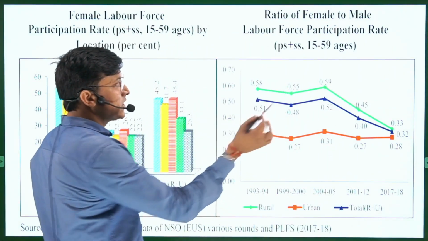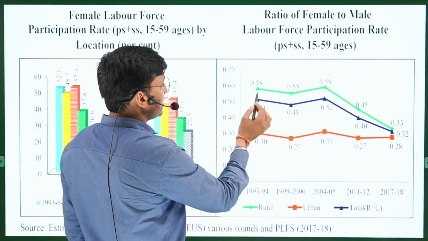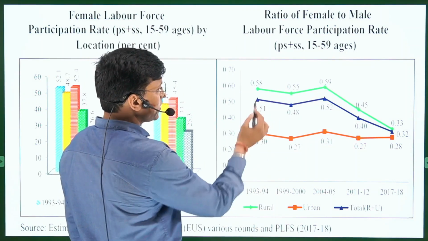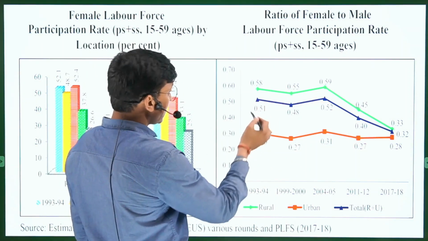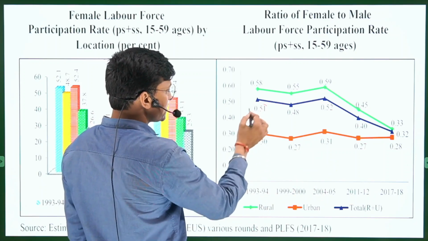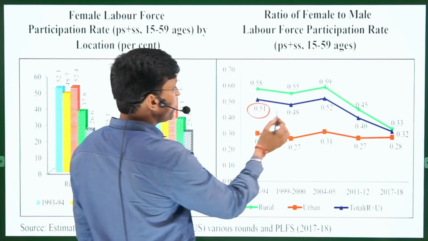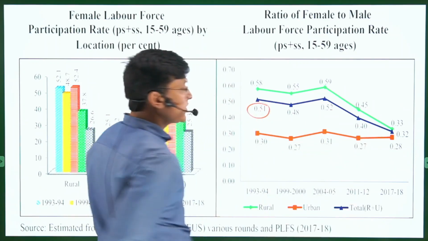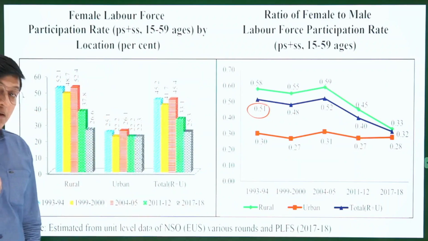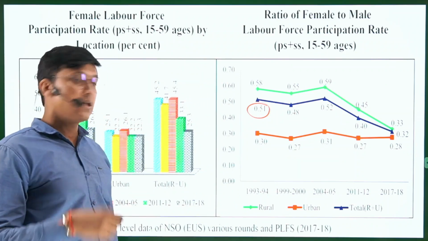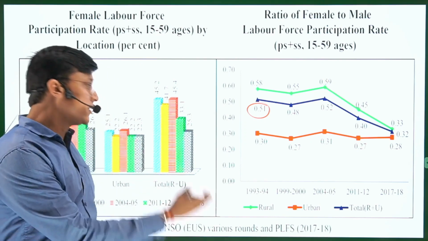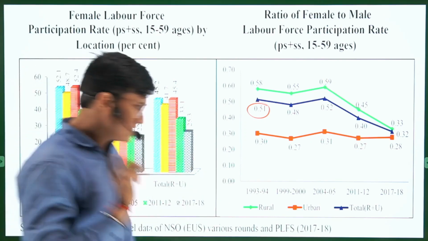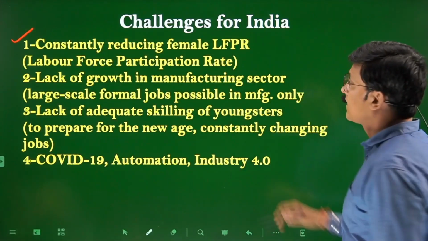Female from the age group of 15 to 19. In 1993-94, it was 0.58. We take an average. It was 0.51, and now it has drastically come down to 0.32. So the number of women working in the society is continuously decreasing because of so many reasons. This is one big factor.